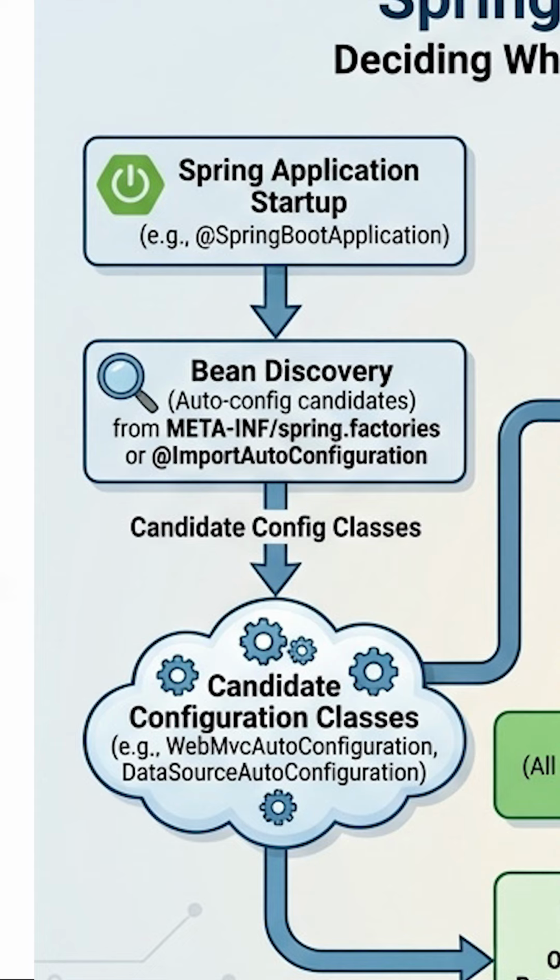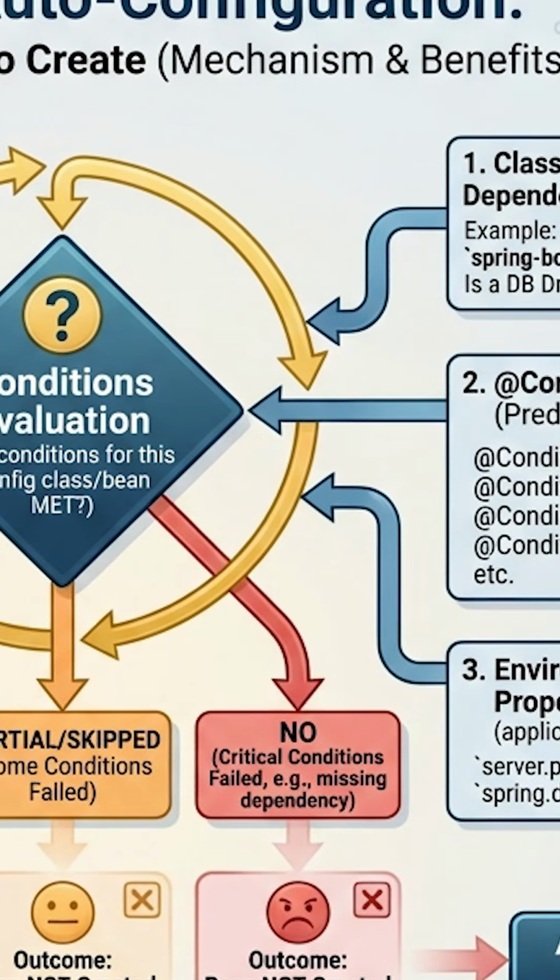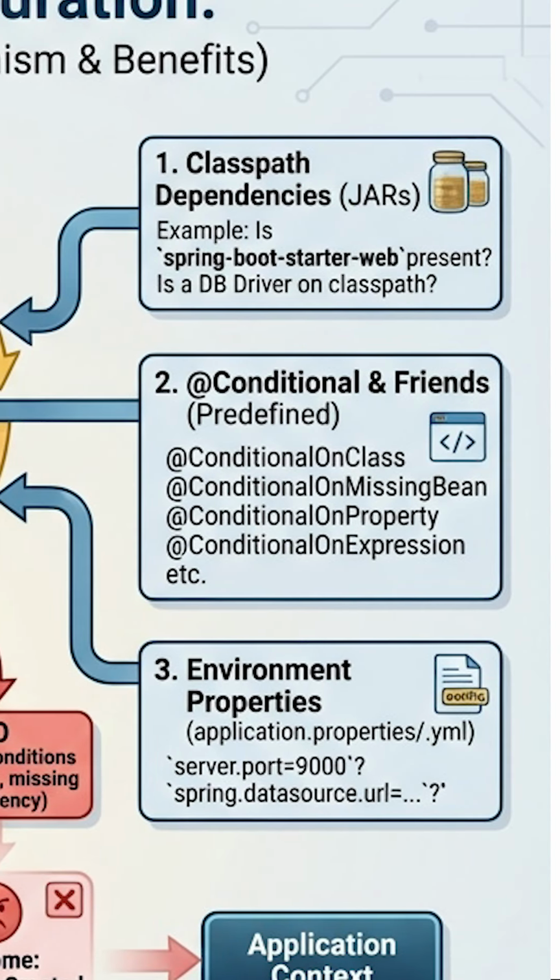Spring then discovers auto-configuration candidates from META-INF/spring.factories or @ImportAutoConfiguration. These candidate configuration classes, such as WebMvcAutoConfiguration or DataSourceAutoConfiguration, are then evaluated one by one. For each candidate, Spring checks a set of conditions.